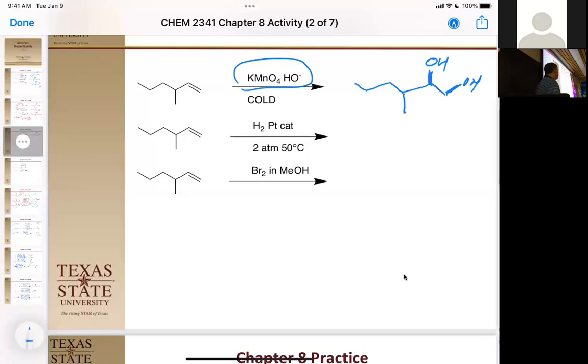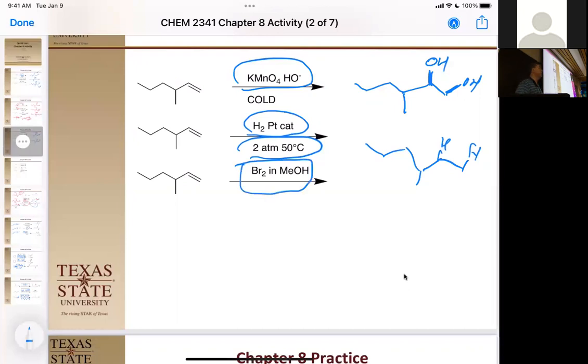What's going to be the product of the next one? Are we going to have a hydrogen added somewhere? Well, it's catalytic right here, and it's got some conditions here. So that means it's probably going to reduce all of the alkenes to alkanes, and we're just going to have this hydrocarbon.